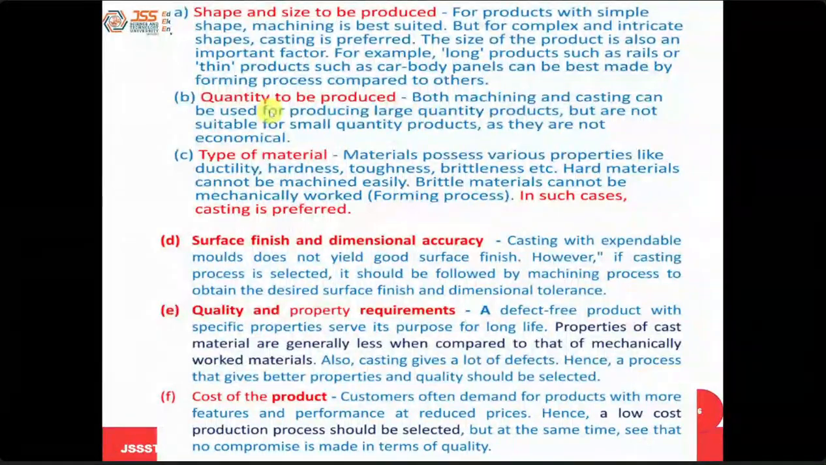It may be large quantity or small quantity. Then the type of material we are using. Suppose I need to manufacture using a casting material, then which manufacturing process is most preferred? Casting process, good. Then surface finish and dimensional accuracy required. Suppose I need high accuracy, then which is most preferred? Metal removing.